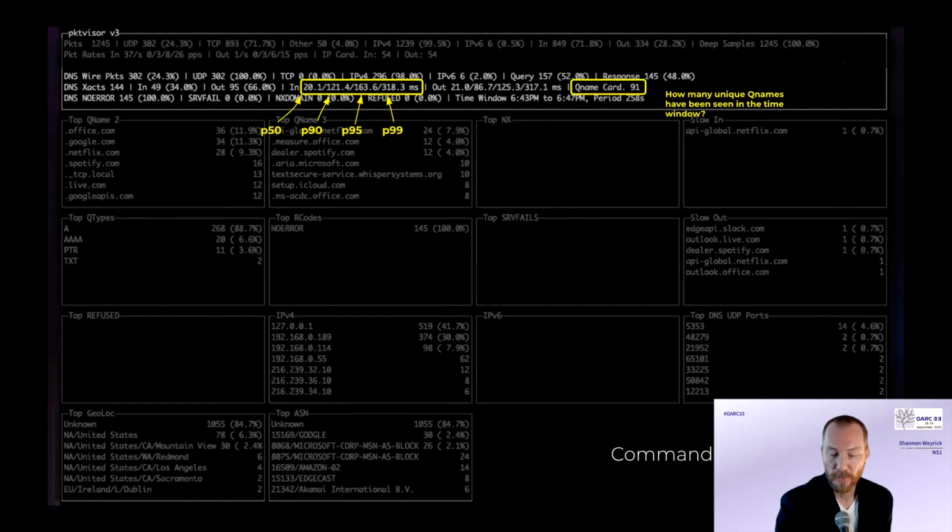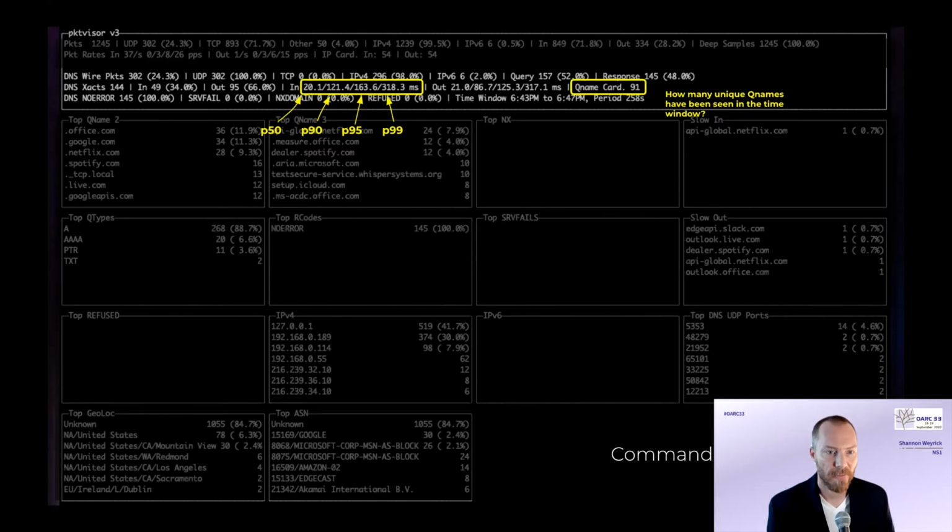And finally, on the right side, we see another cardinality. So this answers the question, how many unique query names have we seen in this time window, right? And again, really interesting information if you have this as a time series, and you can see the seasonality, and you can see when spikes happen. And we compare that information, again, to look for attacks. I'll go into that in a second.